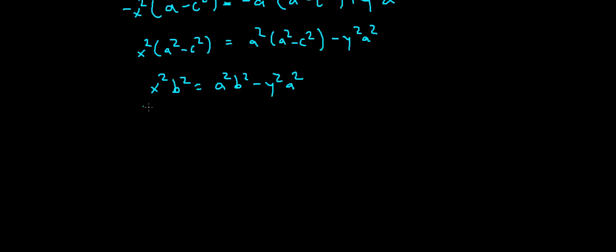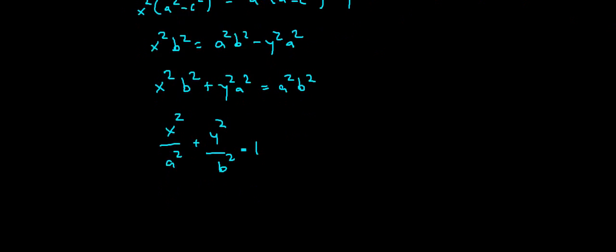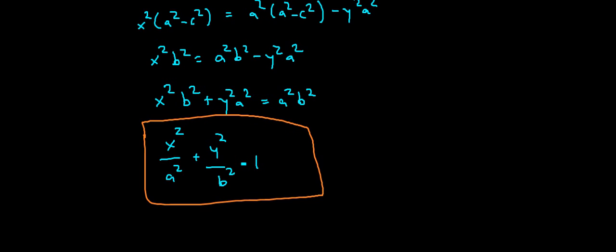I'll just subtract y squared over here first. So a squared b squared, plus y squared a squared is equal to a squared b squared. And I divide both sides by a squared b squared: x squared over a squared plus y squared over b squared is equal to 1. And that is an equation of an ellipse. And, well, I guess that's not really the whole thing. You have to write that b squared is equal to a squared minus c squared.